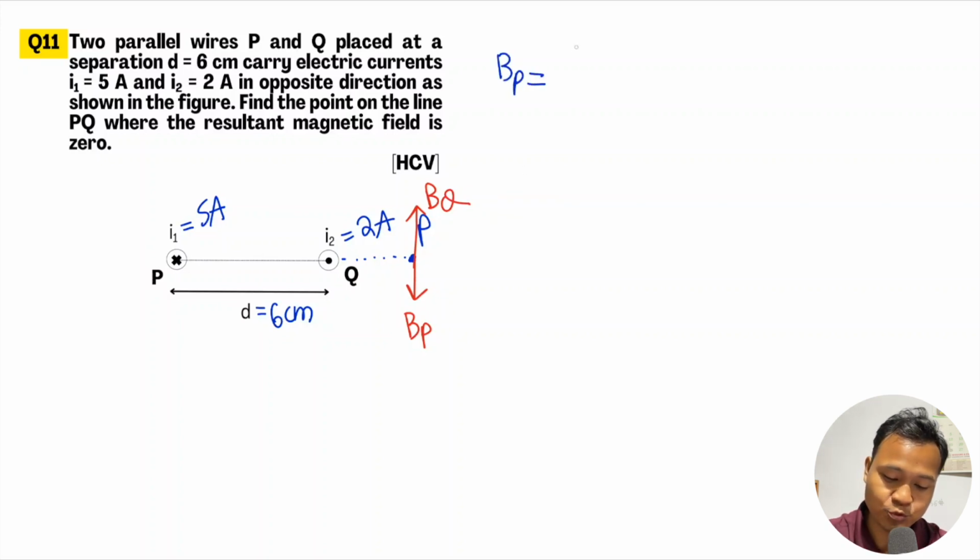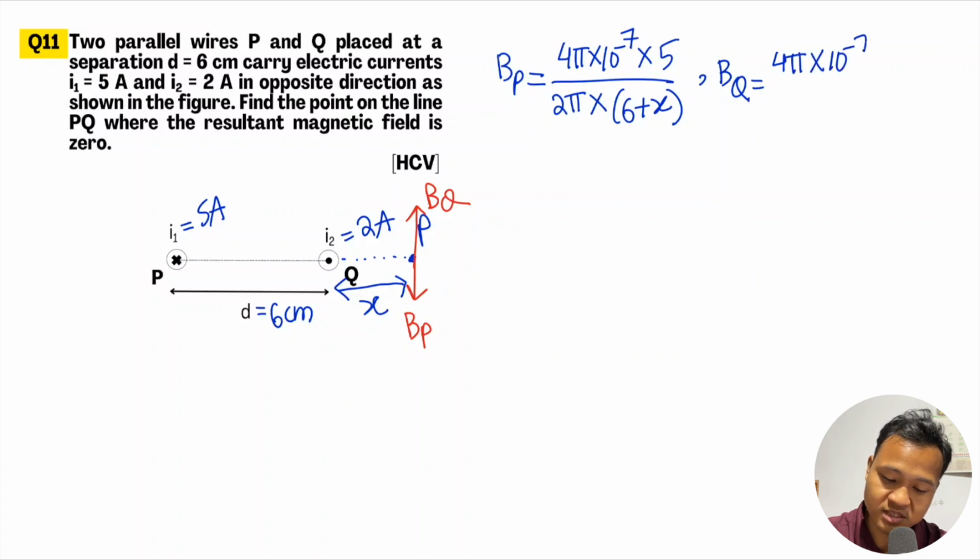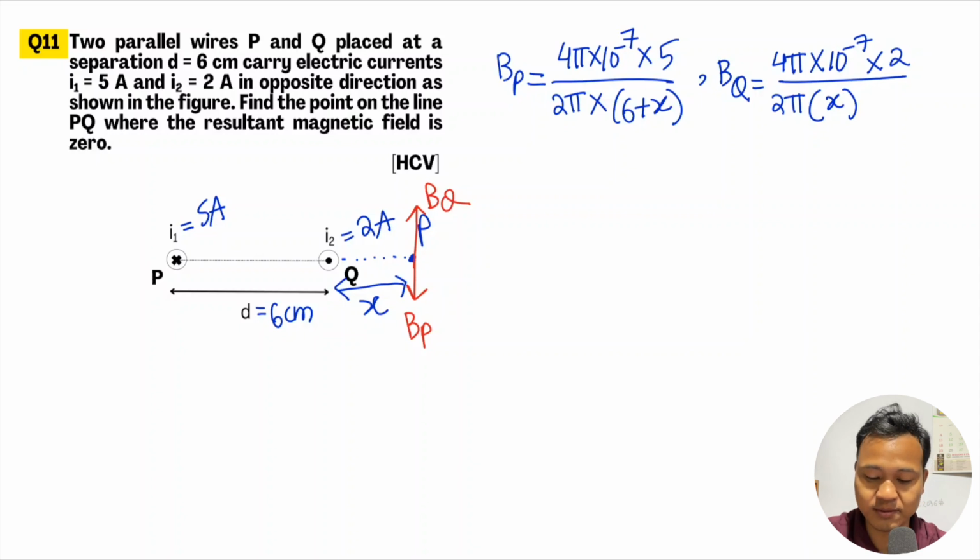BP is mu naught I by 2 pi d. So mu naught into I, due to P I is 5, divided by 2 pi into D. So let's say the distance is x, so that means I will have here 6 plus x. Now BQ is 4 pi into 10 power minus 7 into current 2, divided by 2 pi into x.